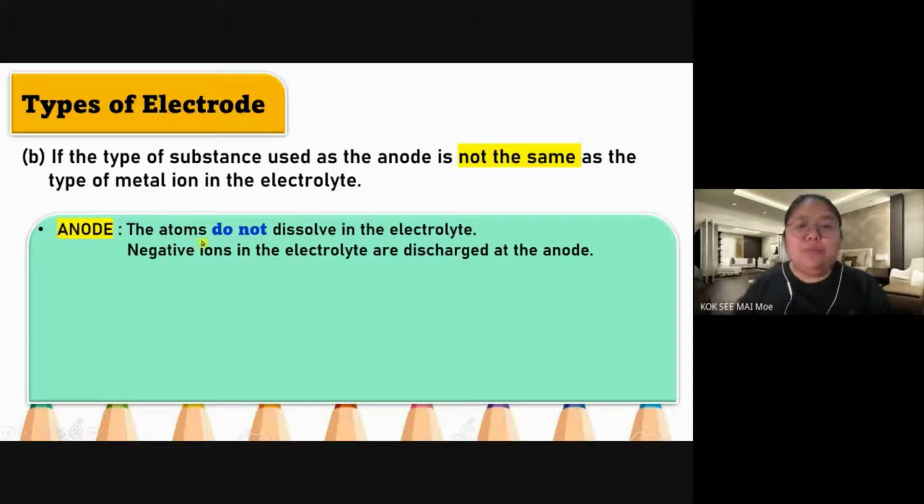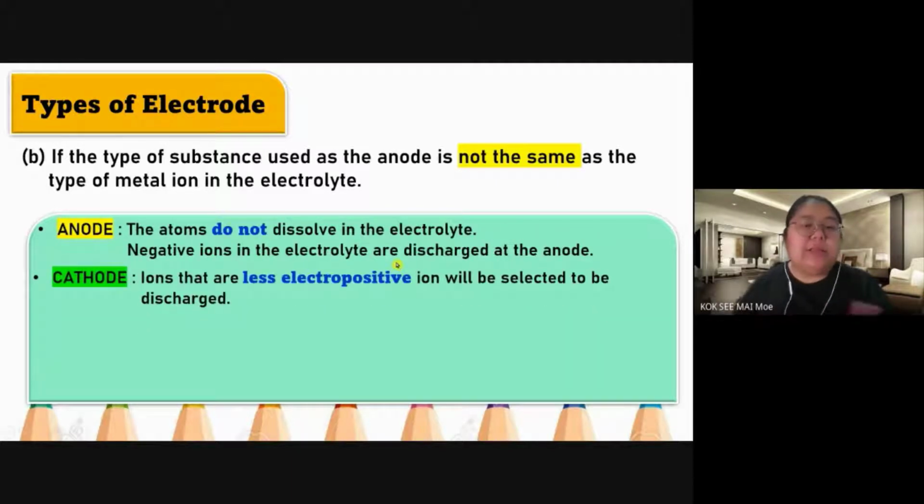That means the atom does not dissolve. Just now it dissolved, right? So this atom does not dissolve. It's just like the normal. Normal means what? Discharge. So from here, the negative ions in the electrolyte are discharged at the anode, the same as the process at the cathode. The cathode always discharges, right? But now the anode also discharges because the material is different. So it doesn't change into ions and dissolve into the electrolyte. No, they just do the normal process.